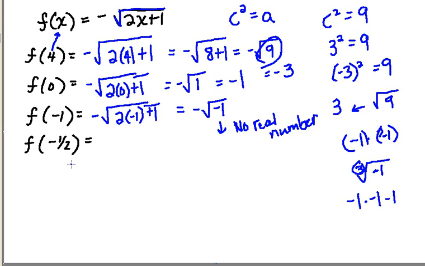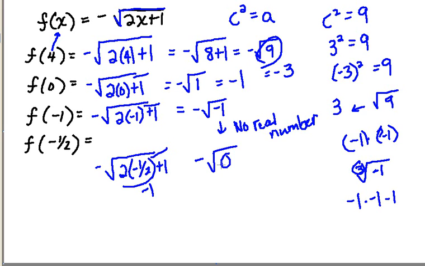Finally, the last one says evaluate f of negative 1/2. So again, I can go to my radical. I can plug in negative 1/2, plus 1. What I end up with in here is minus the square root of, this becomes negative 1 plus 1. So this is going to be minus square root of 0. Square root of 0 is actually 0, times that negative 1 is still 0, so my answer would be 0 for that.